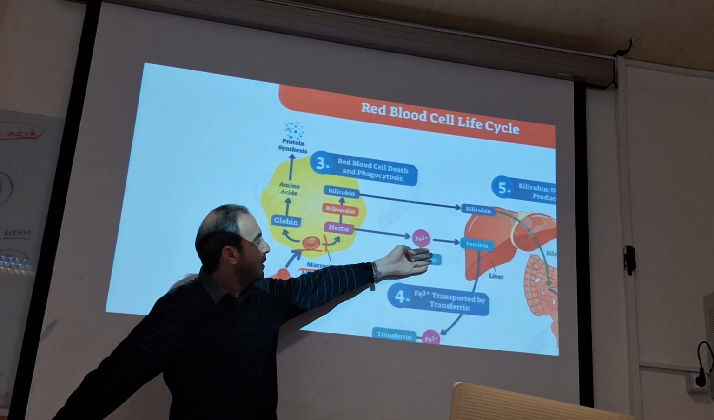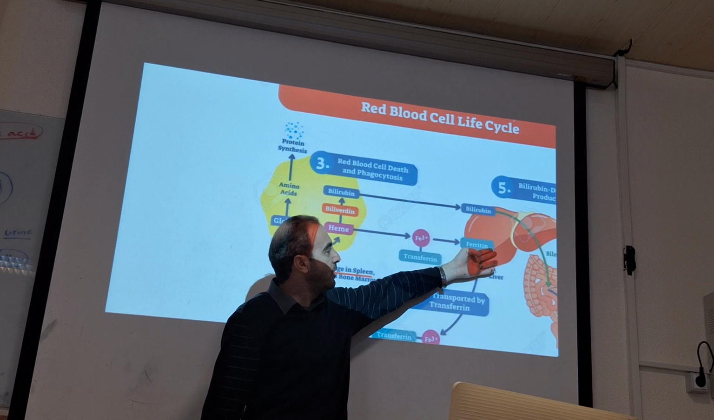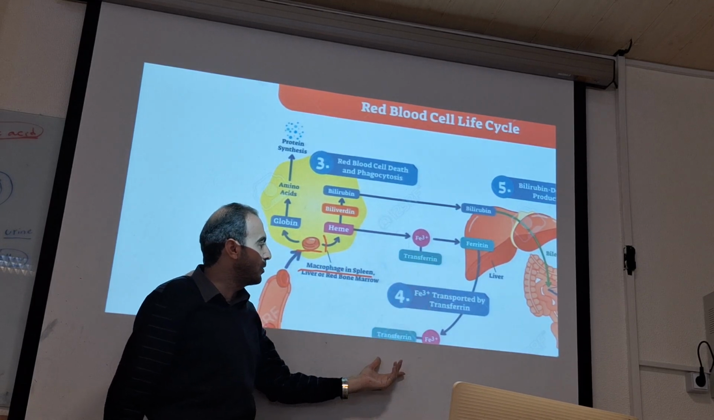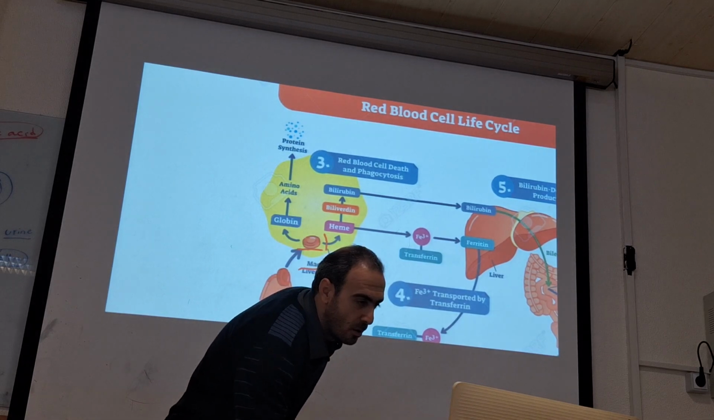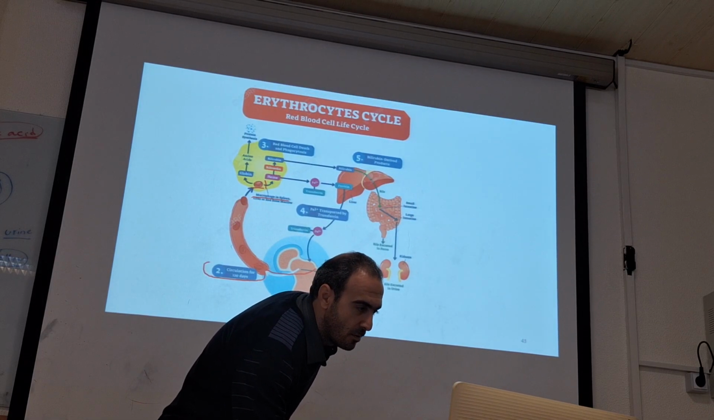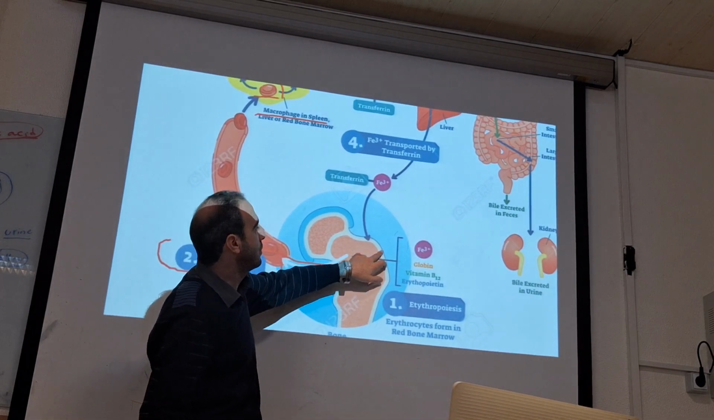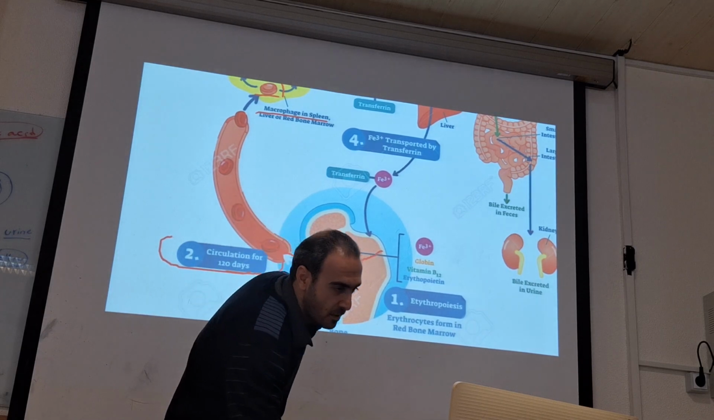Iron can be transferred to the liver and stored in the form of ferritin, or by transferrin it is sent to the bone marrow again. And here it is used for RBC synthesis again.